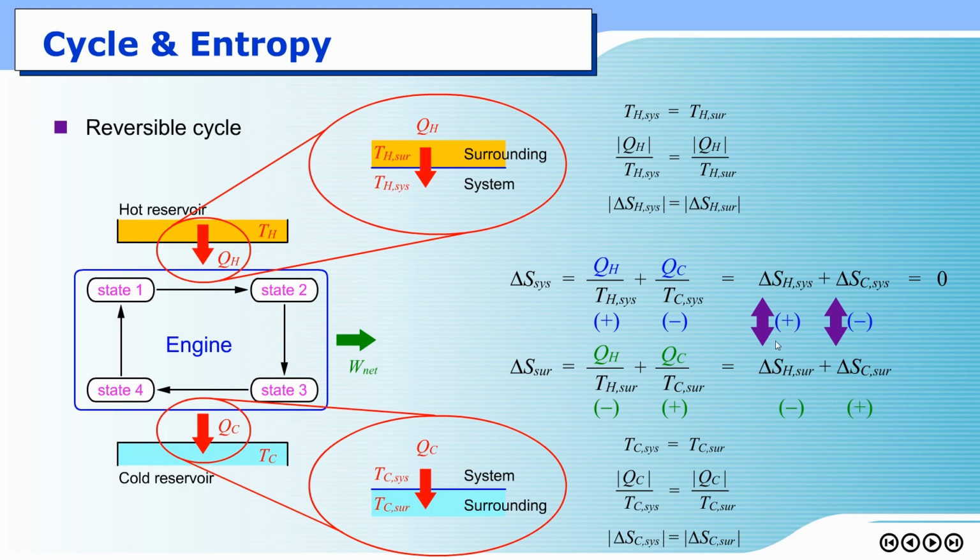Now, if you consider this pair, SH of the system and surrounding are represented by this relationship, they are the same. And this SC of the system and surrounding are represented by this relationship, they are the same. So if these two combined are equal to 0, that means delta S of the surrounding, these two terms combined, must be 0 as well. Okay? So for reversible cycles, the change in entropy of the system and the change in entropy of the surrounding are both equal to 0.